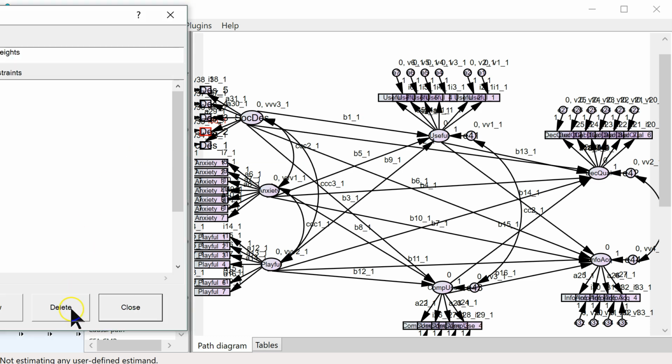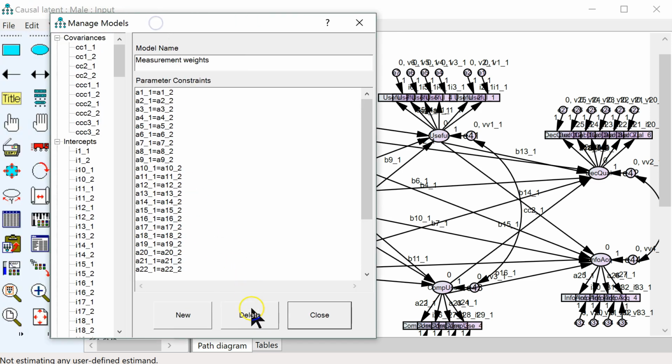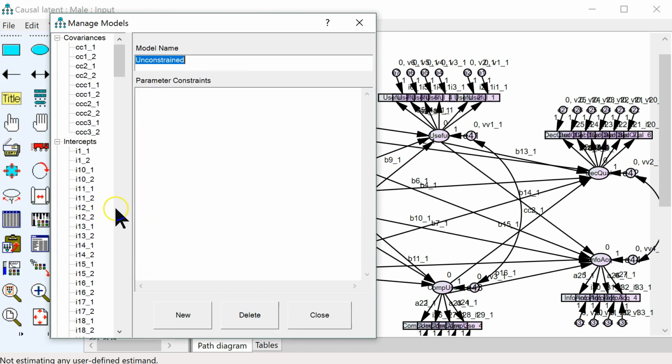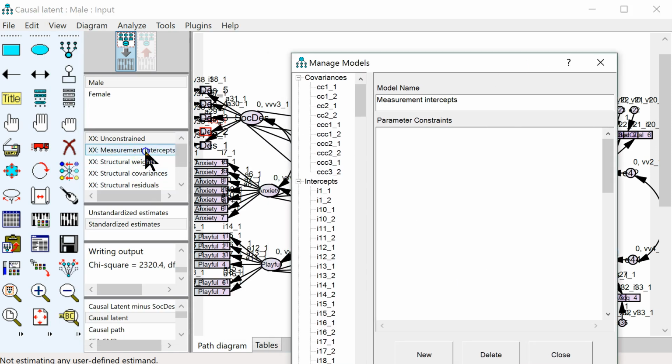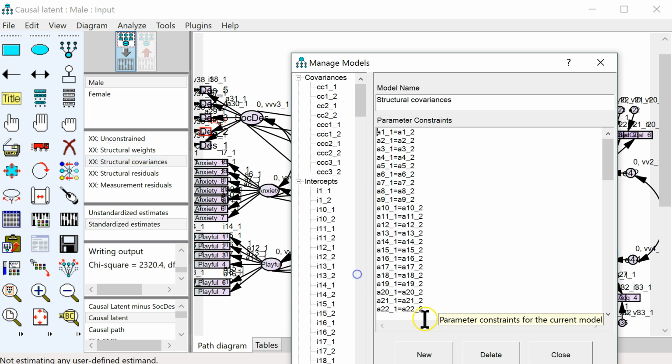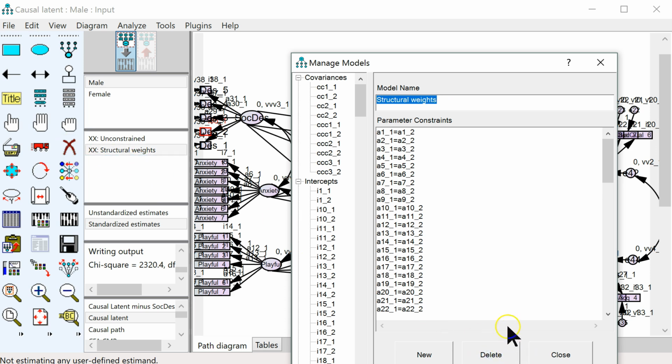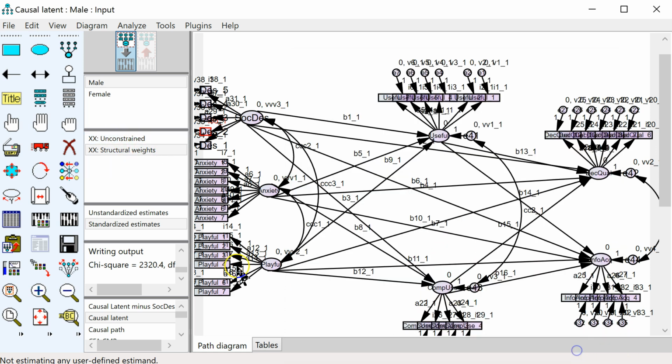Let me double click measurement weights. I'm going to delete this one. And let me go here and click on measurement intercepts. I don't need this one. Just simplifying here. Get rid of the covariances one. Get rid of the residuals one. And the measurement residuals. Get rid of that. Okay, so now we're just left with unconstrained and structural weights. That will simplify the output greatly.